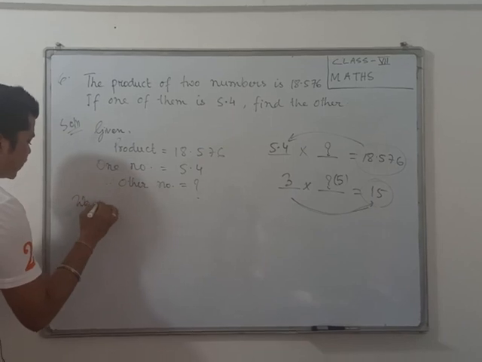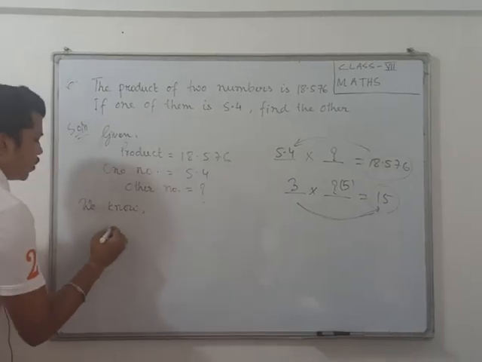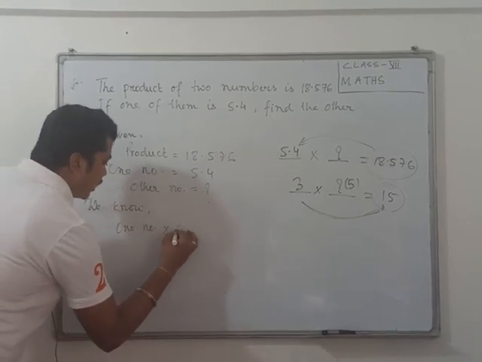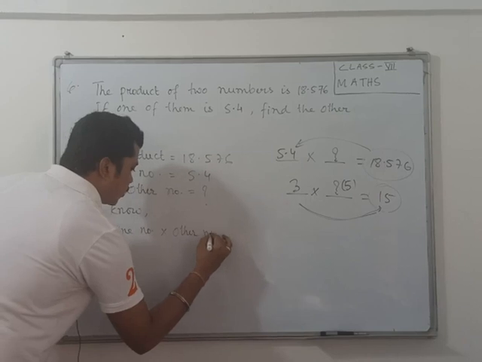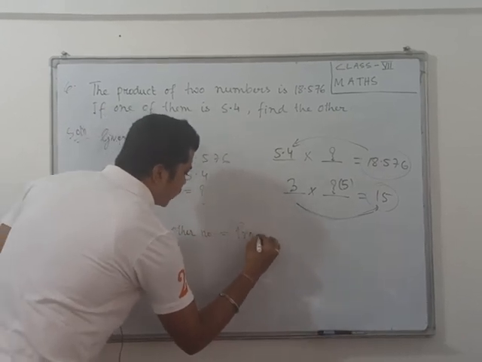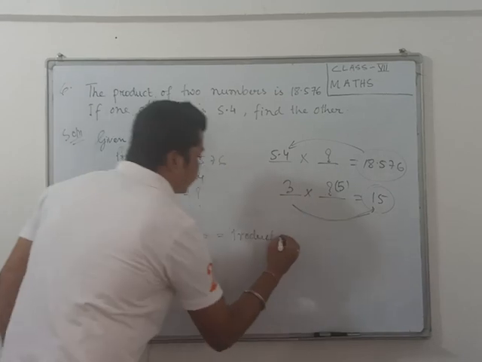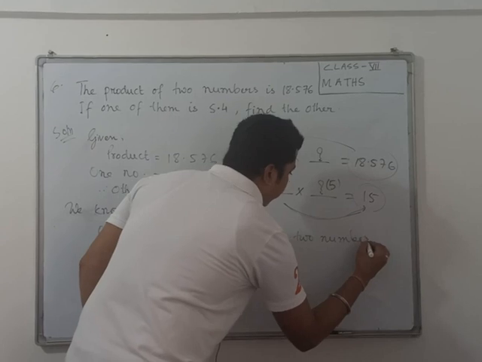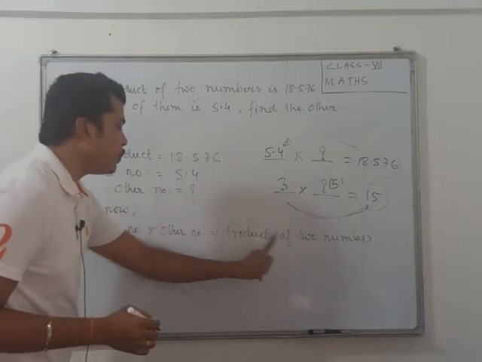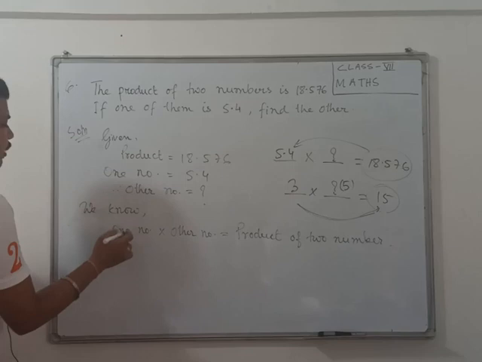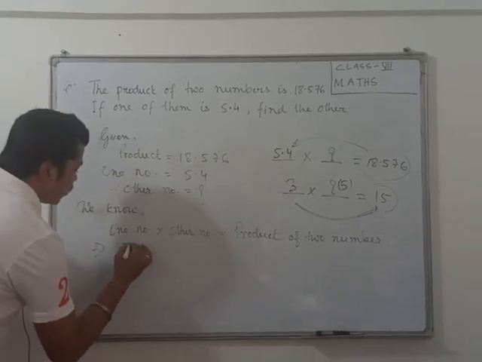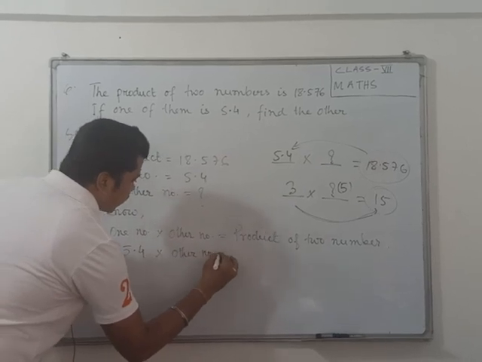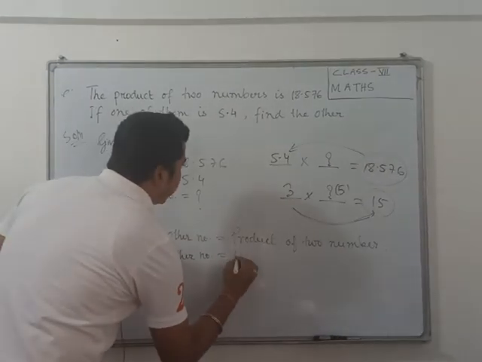we know there is a formula, okay? We know one number into other number equal to product of 2 number. Okay, remember this line, product of 2 number. Always when you multiply 2 number, 1 number into other number, your answer will be product of 2 number. Now here, in place of 1 number, you write this, 5.4, into other number you have to find, keep other number in this way. Product given how much? 18.576.